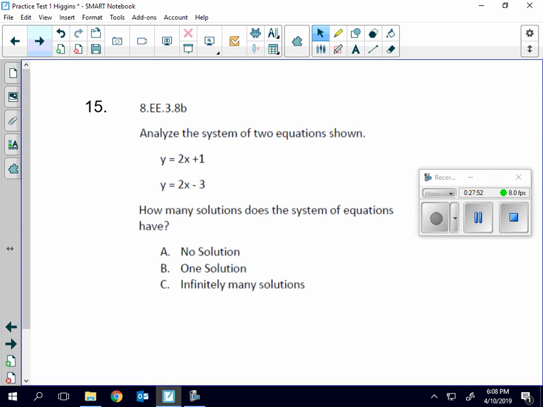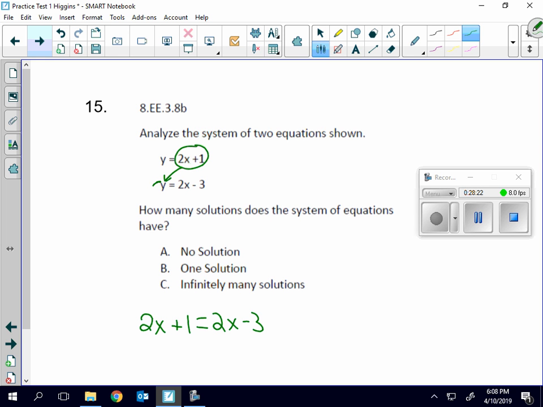Okay, 15. Analyze the system of two equations. How many solutions does the system of equations have? How many solutions? Well, we can go ahead and plug that in for y down here since it's a system. So instead of the bottom one being y equals 2x minus 3, it's now 2x plus 1 equals 2x minus 3. I just plugged that in for y right here. Just changed y to the 2x plus 1.